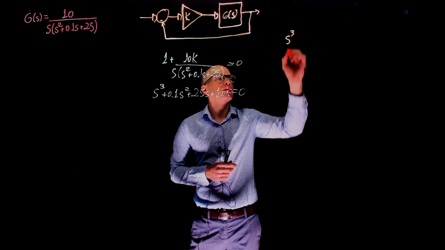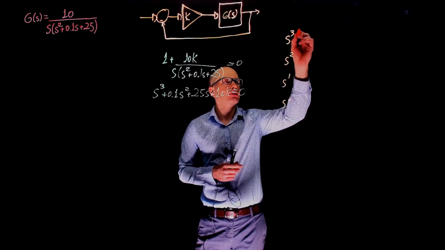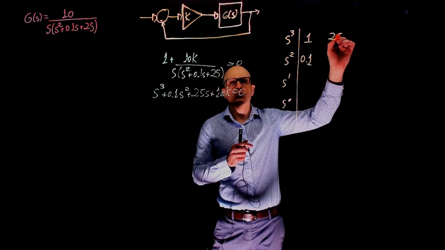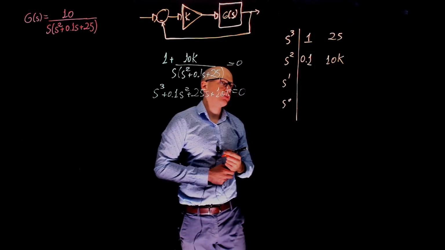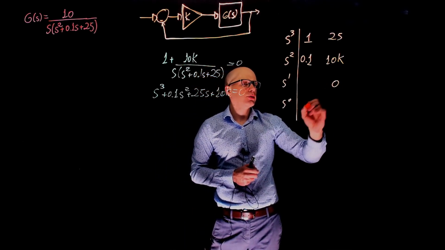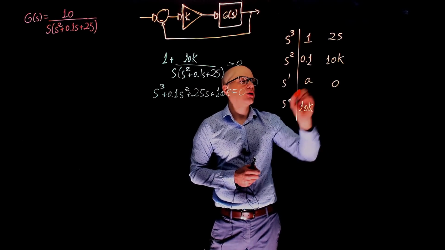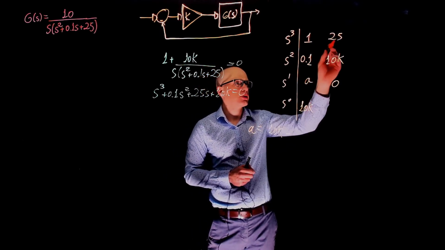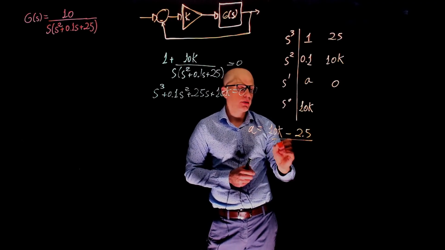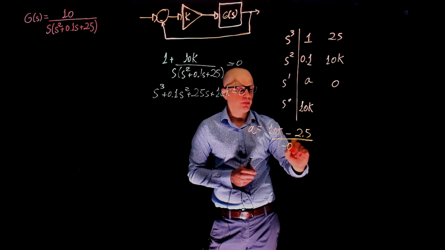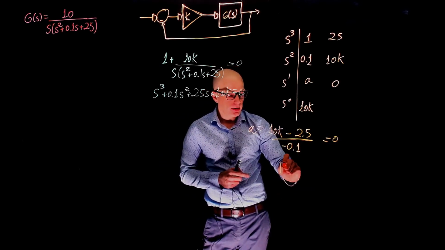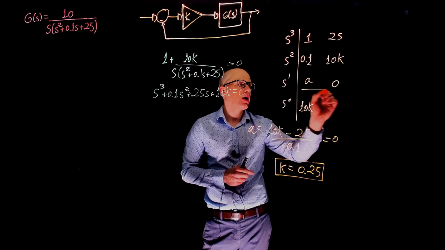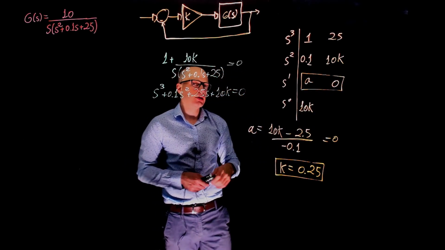We start at S3, S2, S1, and S0. For S3, we have 1 and 25; for S2, 0.1 and 10k. This value here is 0, so this value is 10 times k, and this value, let's call that A. A is 10k minus 2.5 divided by negative 0.1. If you equate this to 0, k is 0.25. When k equals to 0.25, we have a row of zeros, and the system is marginally stable.